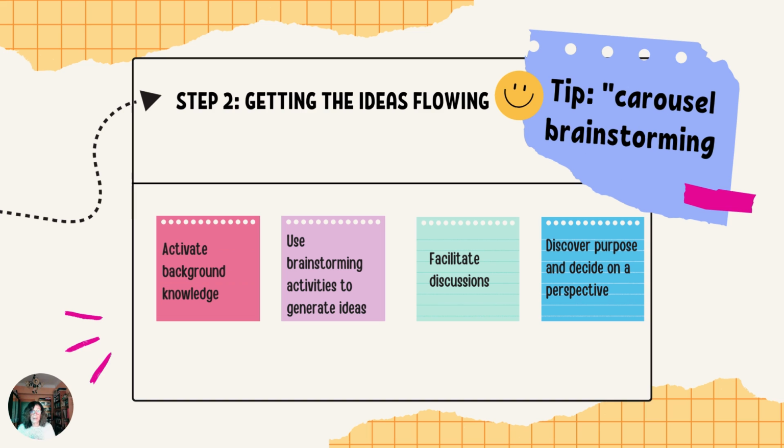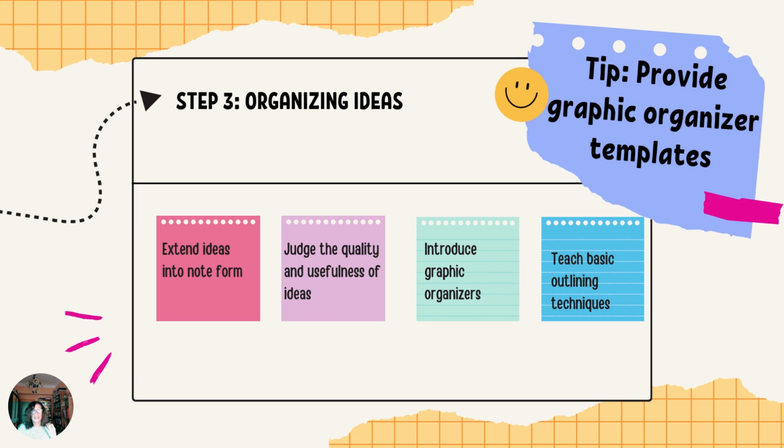Help students identify their stance on the topic and what they want to achieve with their writing. You may use a carousel brainstorming activity where students rotate around the room, adding ideas to different topic-related posters. Then comes the point of organizing the ideas. Once the students have their initial ideas, they may have lots of ideas. So the problem is, okay, what shall I do with all these ideas? It's time to organize them.